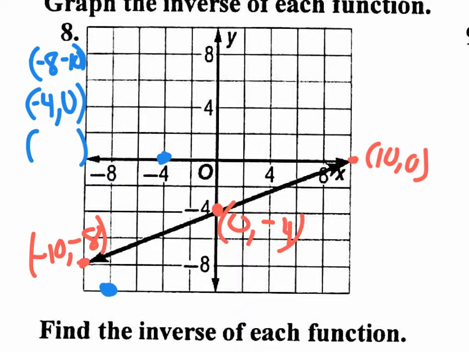And let's go for the last one. This last one, (10, 0) becomes (0, 10). And when you graph (0, 10), 0 on the x, 10 on the y, it's way up here on the edge. So we have those three dots. Just go ahead and draw it.